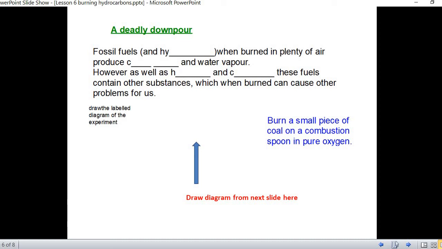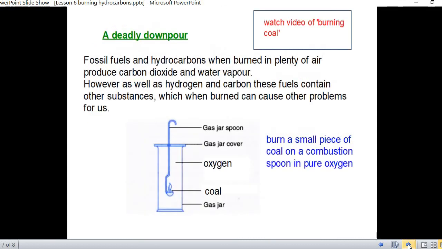However, as well as hydrogen and carbon, these fuels contain other substances, and we've seen on the previous slide that coal can contain sulfur, which when burned can cause other problems for us. So you draw the labelled diagram from the next slide here in your book, because you've got a blank there. And so you draw this diagram in your book, and it says to burn a small piece of coal on a combustion spoon in pure oxygen.